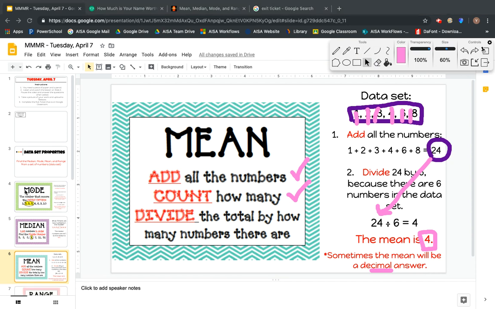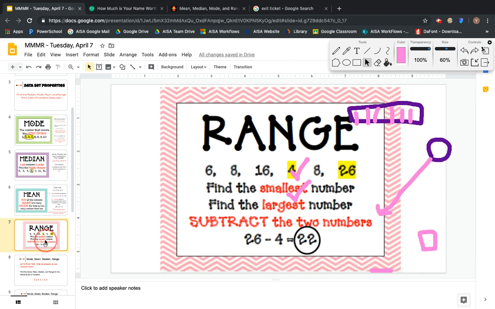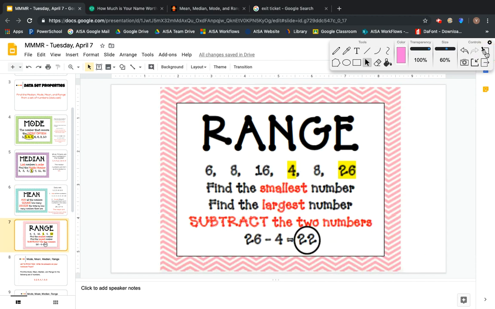Now, when we look at our last one, which is range, it is also very important that your numbers are in order from least to greatest. So if I look at my data set, 6, 8, 16, 4, 8, and 26, this is not in order. So I would first put my numbers in order. So I have a 4, and I would scratch it off so I don't repeat it. Then I would have a 6. I have 2 number 8s.